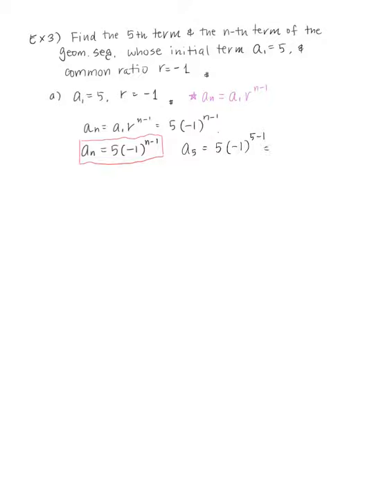So 5 minus 1 is 4, so that means what? That's going to be +1. So the fifth term is going to be 5. Let's do another one. We're going to do the same thing.